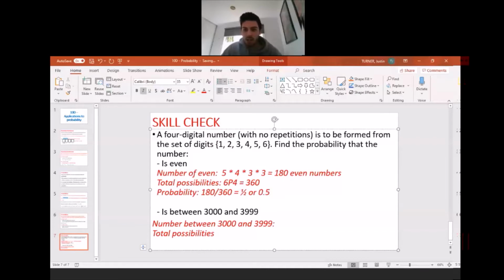If we think about what's going on here, that makes sense, because half the numbers are probably going to be even and half are going to be odd. So that answer actually makes sense when we think about it.